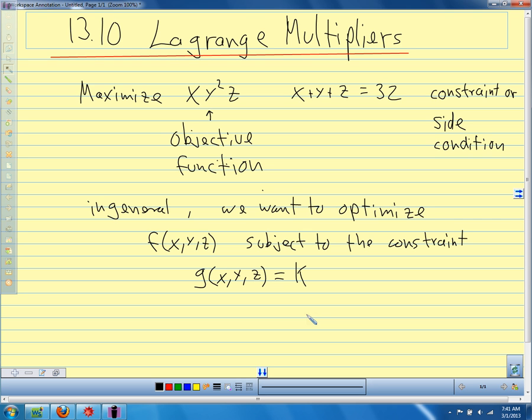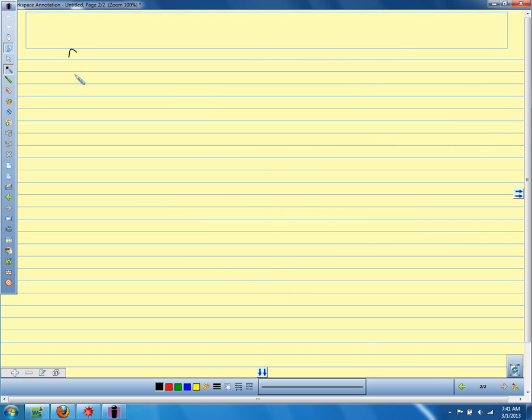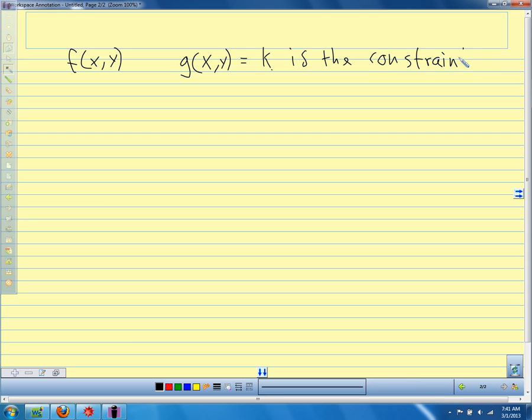So let's look at a two-variable function example to motivate what we do with Lagrange multipliers. For this we have f of x, y, and we have g of x, y equals k as the constraint. If we think of a two-variable function, and we have this g of x, y equals k, we can think of the graph of this as a level curve of g of x, y. So g of x, y equals k is one level curve.